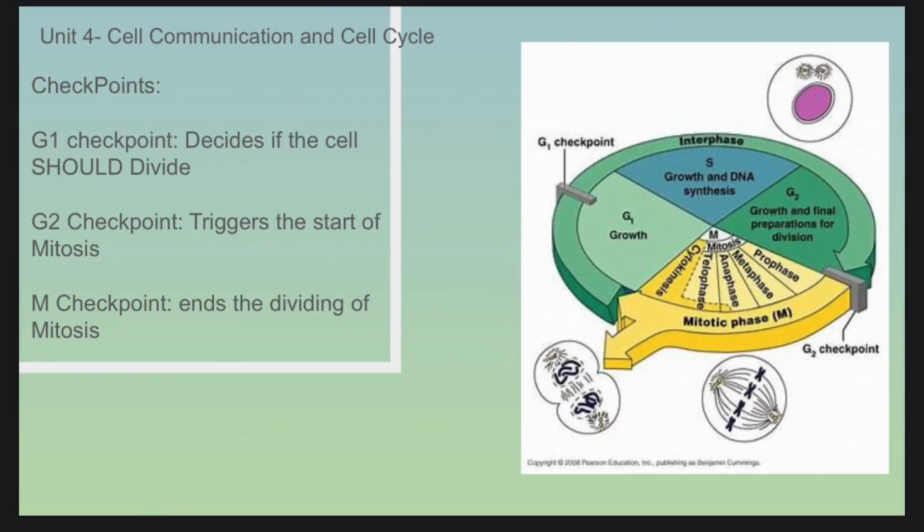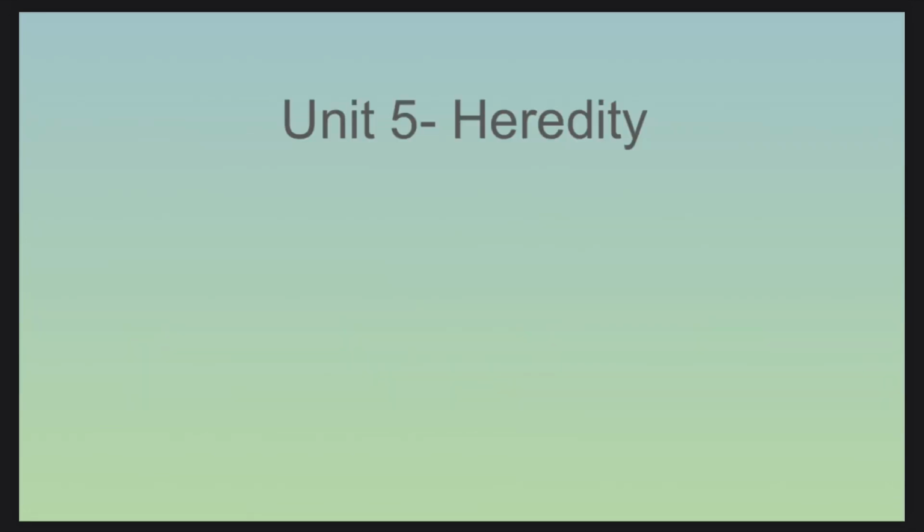Now, from the last step, there are checkpoints to these phases. The G1 checkpoint decides if the cell should divide. The G2 checkpoint triggers the start of mitosis, and the M checkpoint ends the dividing of mitosis, so the splitting of the cells. Let's go!